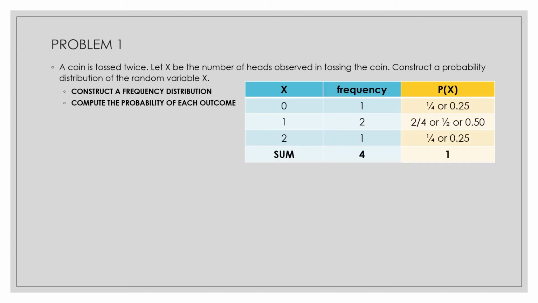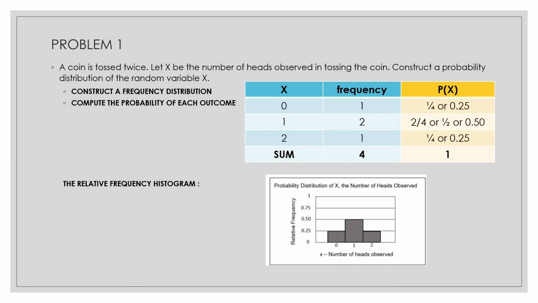So for probability distribution, we also have what we call the relative frequency histogram. If we are going to construct the relative frequency histogram of our probability distribution, it should look like this. Itong nasa baba. Now, paano natin ito ginawa? On the x-axis of our histogram is x, or the number of heads observed. So ito galing yan sa ating x column. For our relative frequency, galing naman ito sa ating p of x. So we just match them.